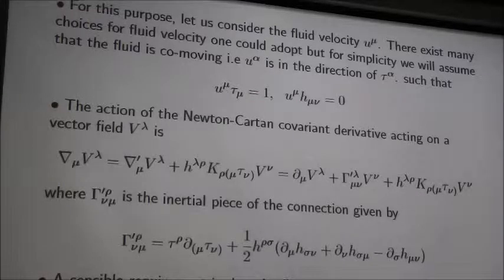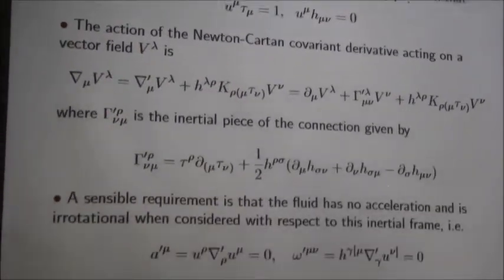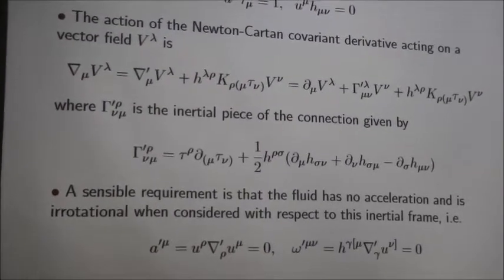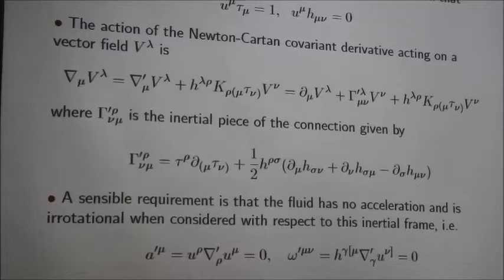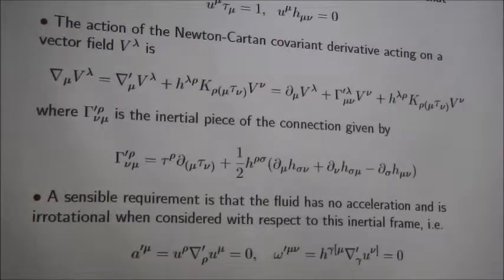The action of the Newton-Cartan covariant derivative acting on the vector field v mu lambda is given in that way, which will be useful in the later calculation. This part is the inertial part, and this part is coming from the force or non-inertial part. The inertial part is not unique in nature because of two degenerate metrics. A sensible requirement is that a fluid has no acceleration and is irrotational when considered with respect to the inertial frame. So this is the condition that there is no acceleration, and the fluid is irrotational.